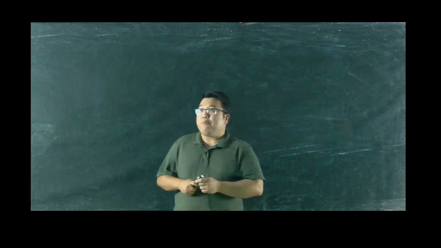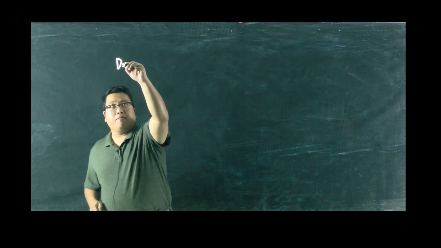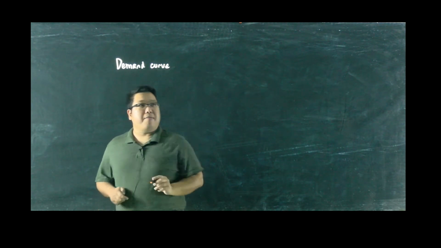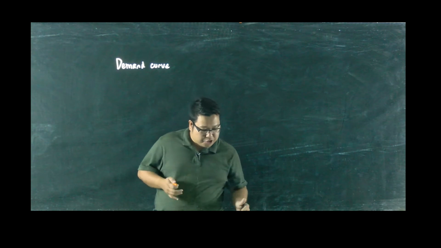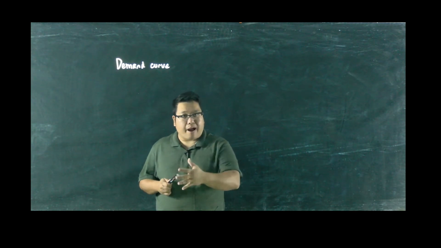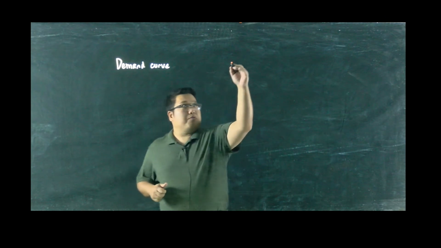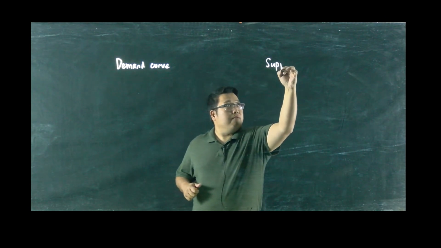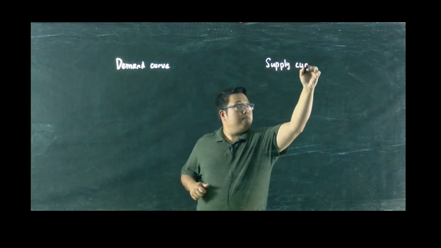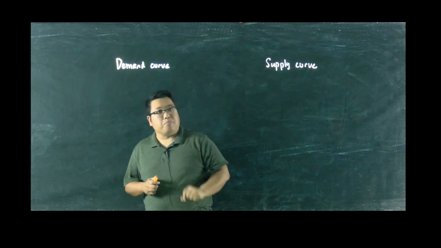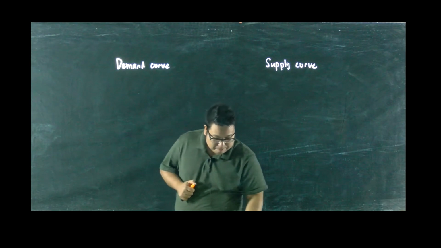So first, let's define what a demand curve is. A demand curve is a graphical representation of the relationship between price and quantity demanded. And the supply curve is a graphical relationship between quantity supplied and price.